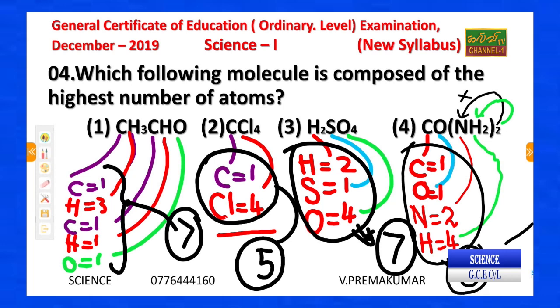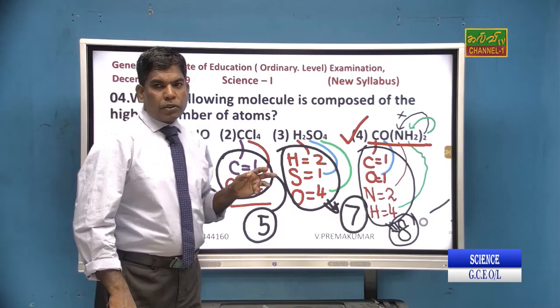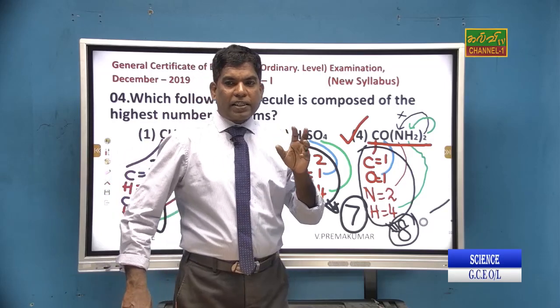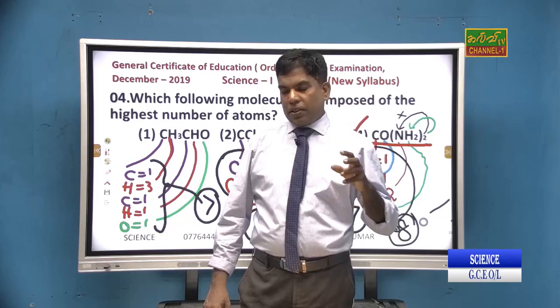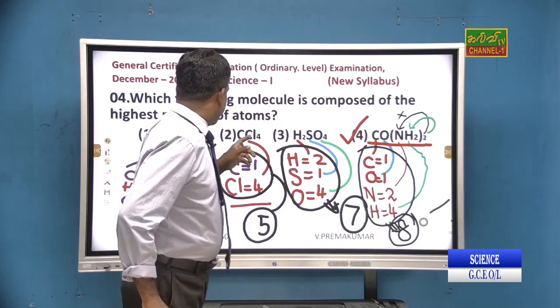So which of the molecules contain more atoms? Yes, the answer should be this one. Yeah, this is the answer, the 4th one. Because the number of nitrogens 2 and 4, 8. Right? So now students, you can understand the number of atoms in molecules from the symbol. Right? The next question.